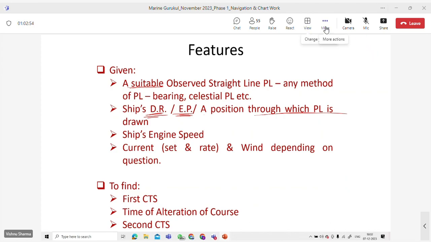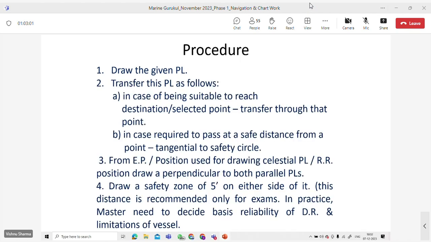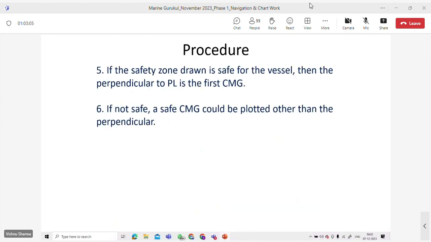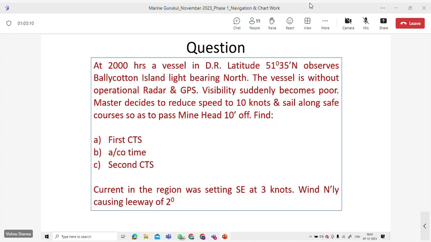Okay. Now, if you want to take it, you can just take it out. Don't worry. I'll come to this later on. If you want, I take screenshots, I'll give you later. Don't worry. Let me take you to the question.